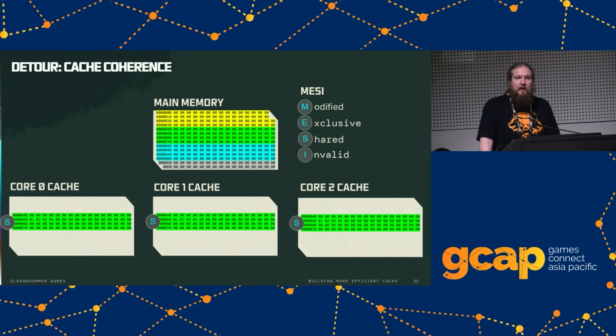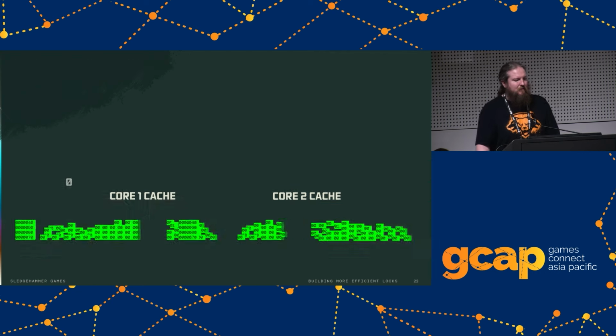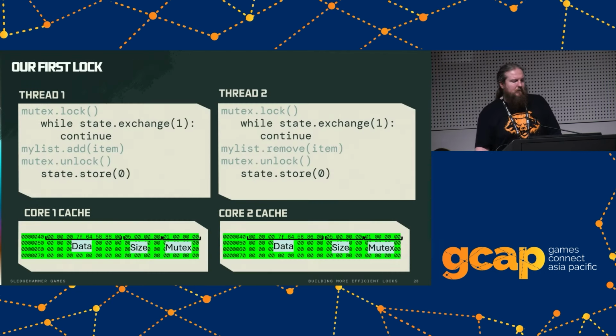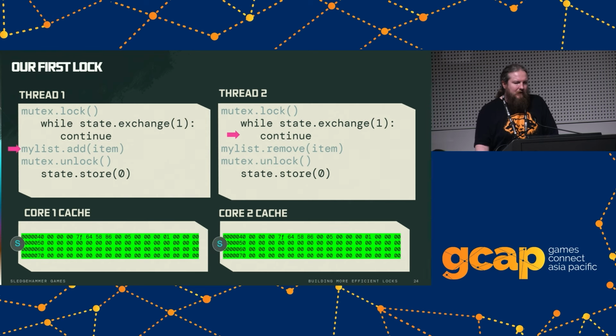So let's have a look at how that might play out with that initial mutex that we had implemented. Assuming that the data we had was just a pointer, taking up 8 bytes, then the size, let's say 4 bytes there, and then the mutex itself, which is just that 0 or 1 state variable. We'll assume that it was 4 bytes. All of that fits in one cache line. So let's see how that might play out with our mutex.